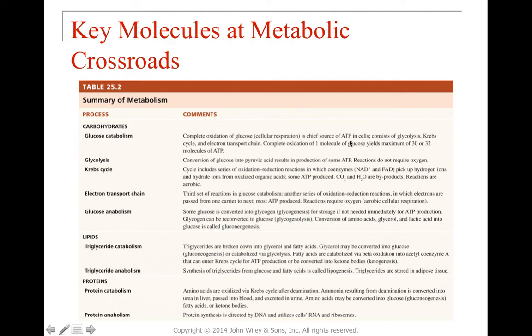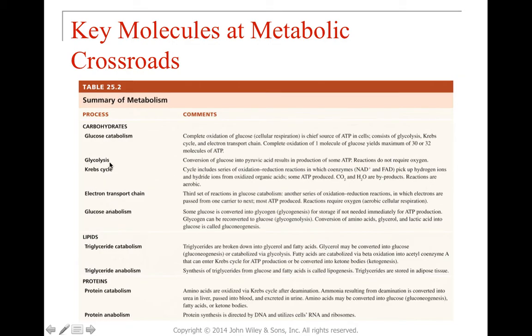4 major steps include glycolysis, Krebs cycle, electron transport chain, and then also the acetyl coenzyme A creation. And if we take one molecule of glucose and run it all the way through, it's going to yield us either 30 or 32, depending on that one step, 30 or 32 molecules of ATP. Right, that's the overview. That overview is going to be split up again into 4 different sections.